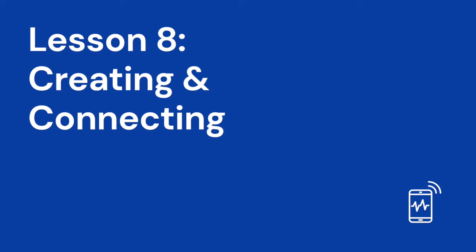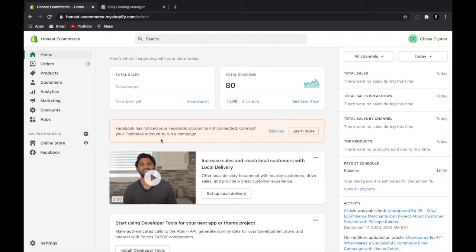All right, you guys. So we got everything set up, and now we need to go ahead and set up your Facebook catalog. So if you've kind of toyed around with this prior to the year 2020, it's going to look a little bit different. So we're here in the back end of our Honest E-commerce Shopify site. And you can see over here on the left-hand side that we already have our Facebook channel downloaded.